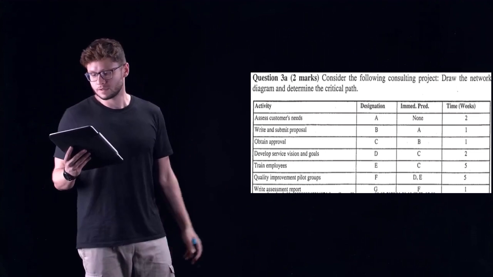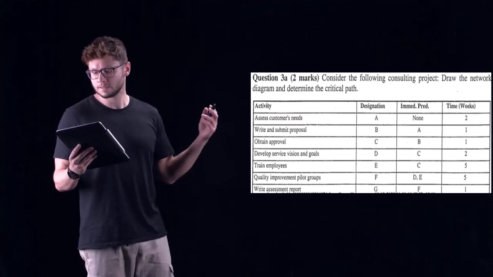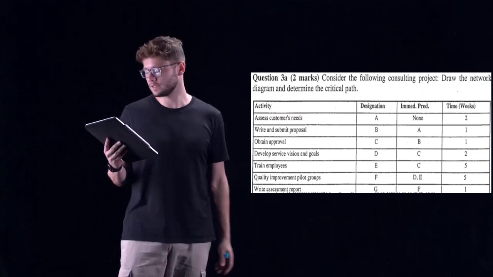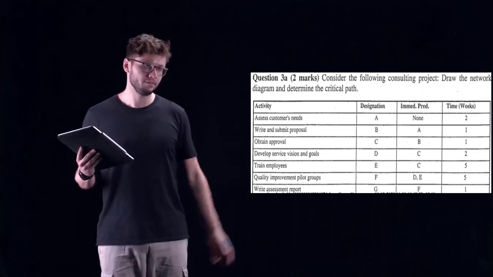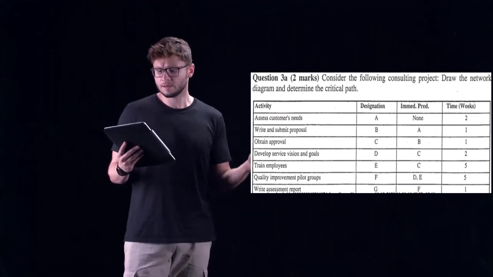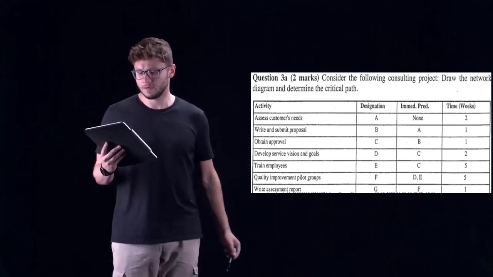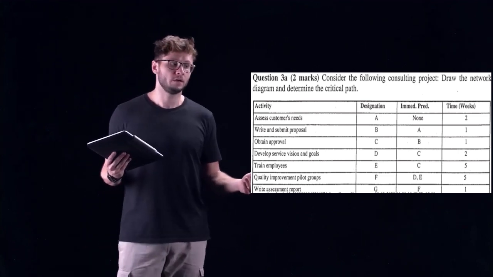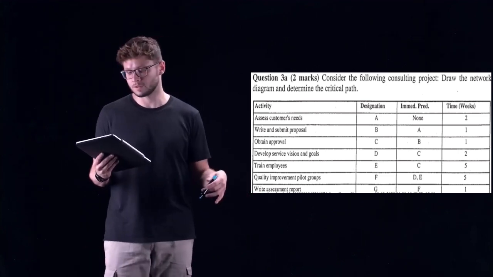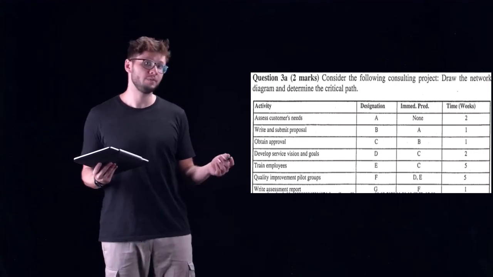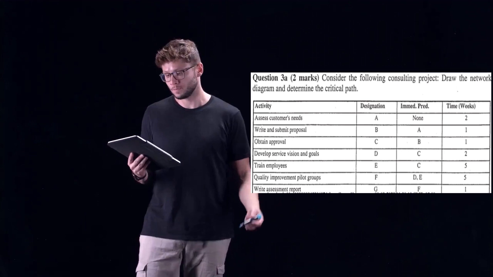We're asked to consider the project described in a diagram or in a table. There's a first column which gives us the activity name: assess customers' needs, write and submit proposal, obtain approval, etc. Each of the activities is given a designation, A through G. Then the third column gives us the predecessor to each activity, so the prerequisite for each activity to start. For example, A doesn't have one, but B requires A to be done in order for it to start.